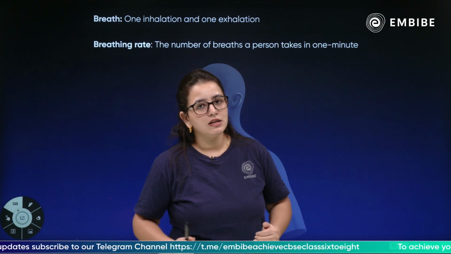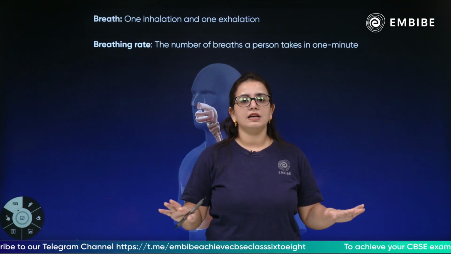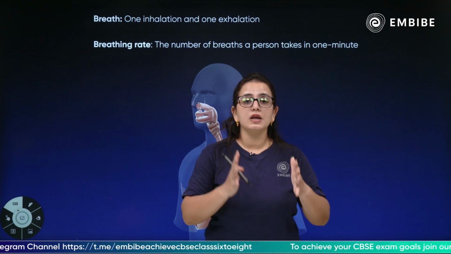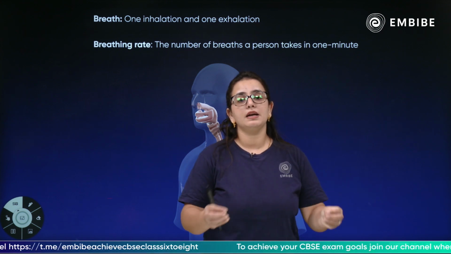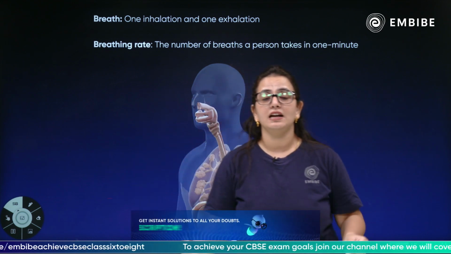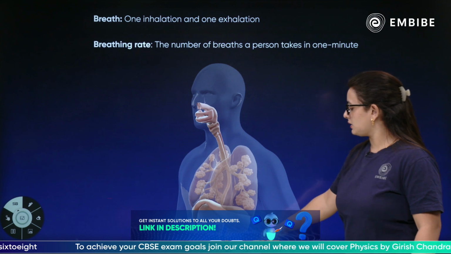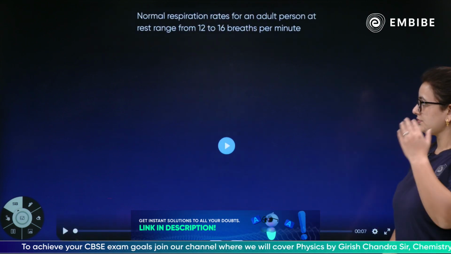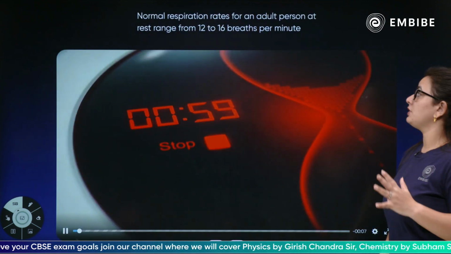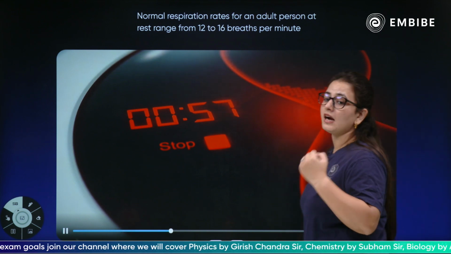Inhale of oxygen, exhale of carbon dioxide, and the number of breaths we take in a minute is our breathing rate. So children, talking more about breathing, next we have the normal respiration rate for an adult.